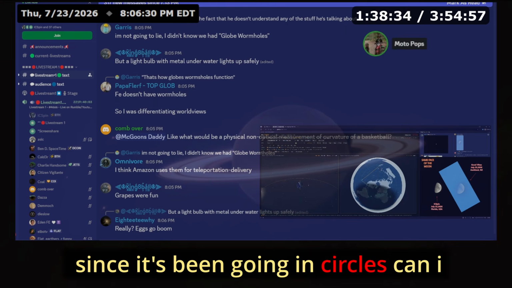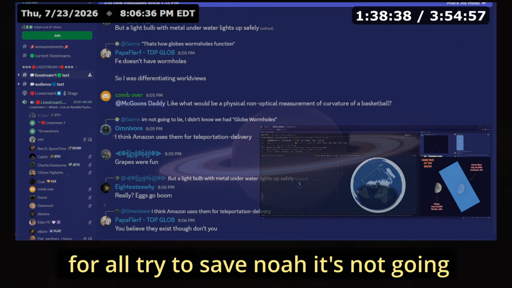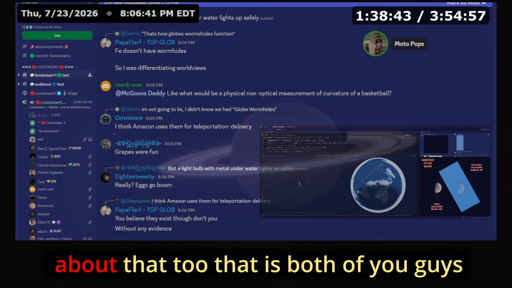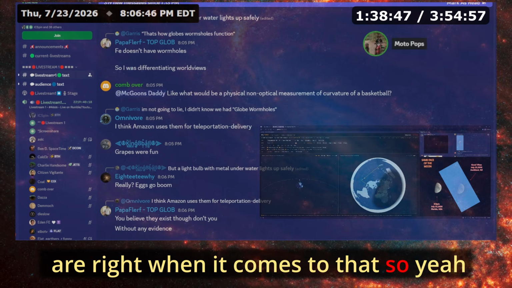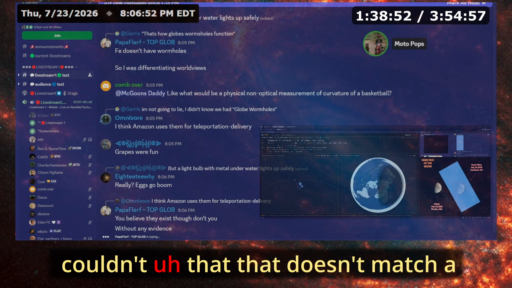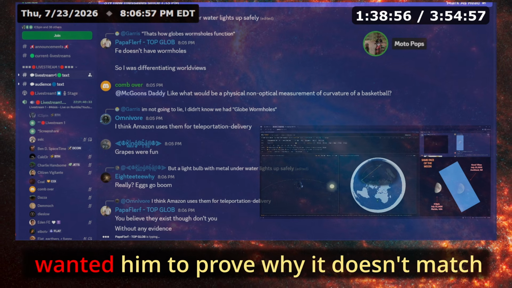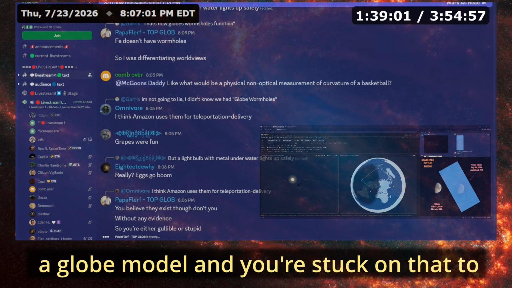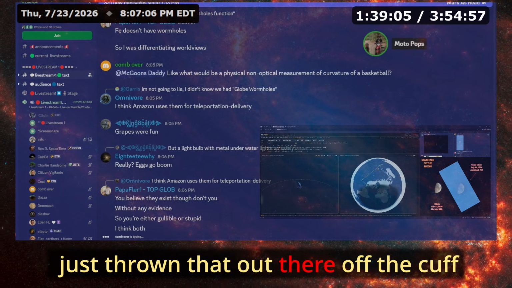Since it's been going in circles, can I chime in too? I don't want to speak for all flat earthers. Try to save Noah. It's not going well. But I have a thought about that too. Both of you guys are right when it comes to that. You made a claim, and then Noah said that doesn't match the globe model. But then you egotistically wanted him to prove why it doesn't match a globe model, and you're stuck on that, because he may or may not have just thrown that out there off the cuff.